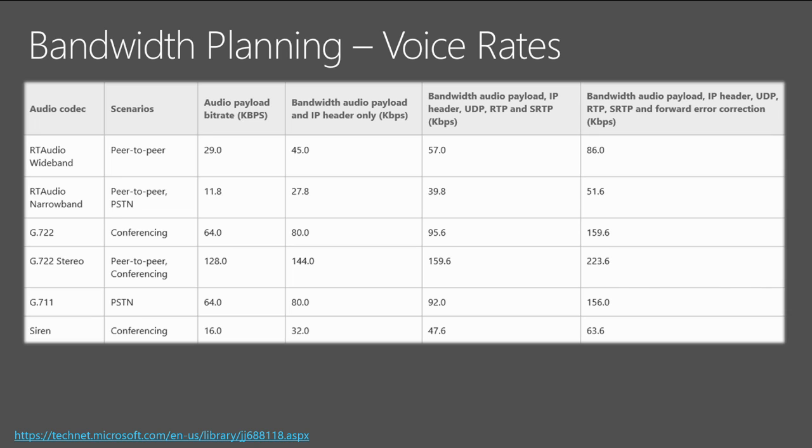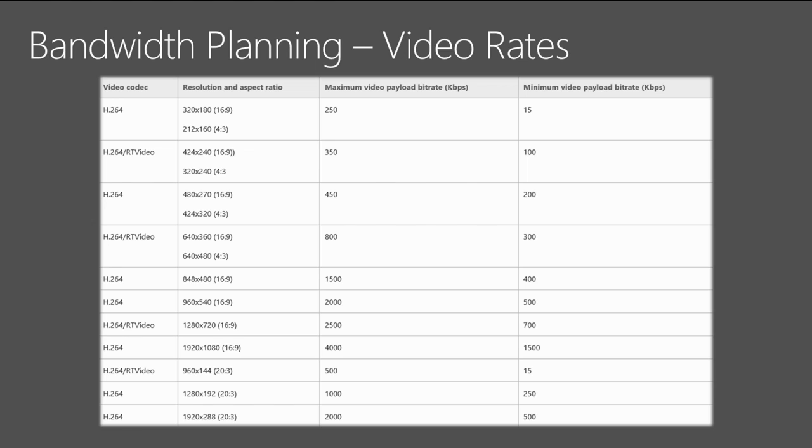You do some math and say, how many concurrent calls do I expect over a particular line? And then you multiply it by the kilobits per second, and then you have an estimation around how much bandwidth you can expect to see over that line during your average or peak usage, depending on how you've done that math. Then you get to do the same thing for video.